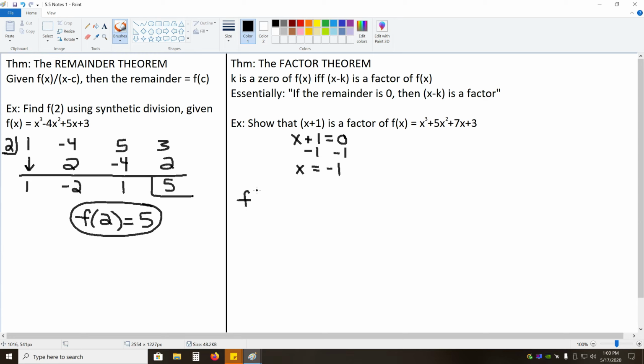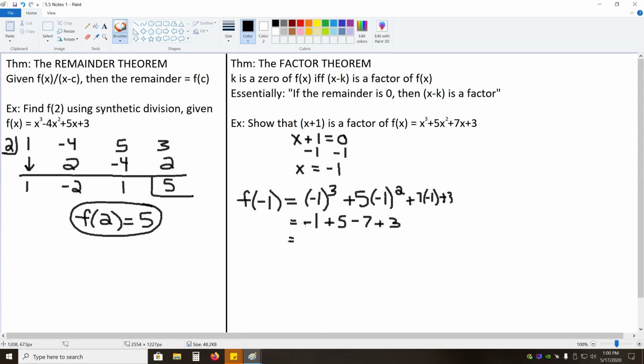We'll find f of negative 1, which gives us negative 1 cubed plus 5 times negative 1 squared plus 7 times negative 1 plus 3. Negative 1 cubed is negative 1. 5 times negative 1 squared is 5 times positive 1, so we just get plus 5. 7 times negative 1 is minus 7, and then plus 3.